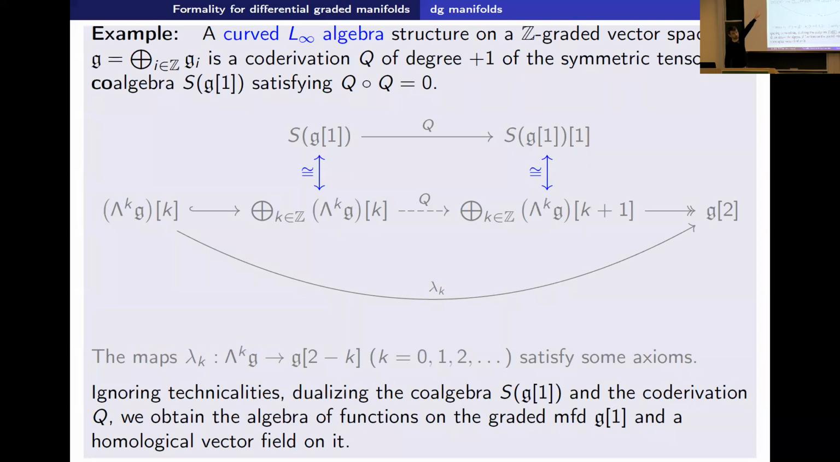Curved L infinity algebras are instances of DG manifolds. One way to look at a curved L infinity algebra is this. You've got a Z-graded vector space g, and you do a degree shift. You consider g shifted by one, and then you take the symmetric co-algebra over g shifted by one. An L infinity algebra structure on g is by definition just a co-derivation Q of degree plus one of this symmetric co-algebra S of g[1] that squares to zero.